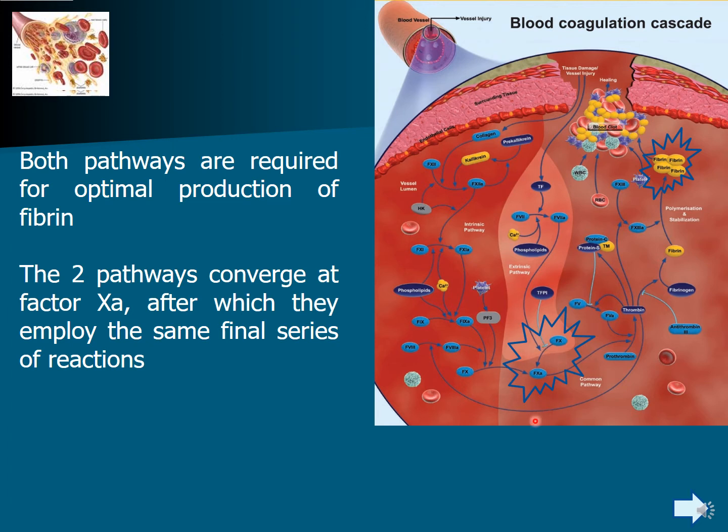Factor 10A activates the conversion of prothrombin into thrombin. Then thrombin is going to activate the conversion of fibrinogen into fibrin, and then you have other factors that are going to help with the polymerization of fibrin into the formation of that fibrin plug.